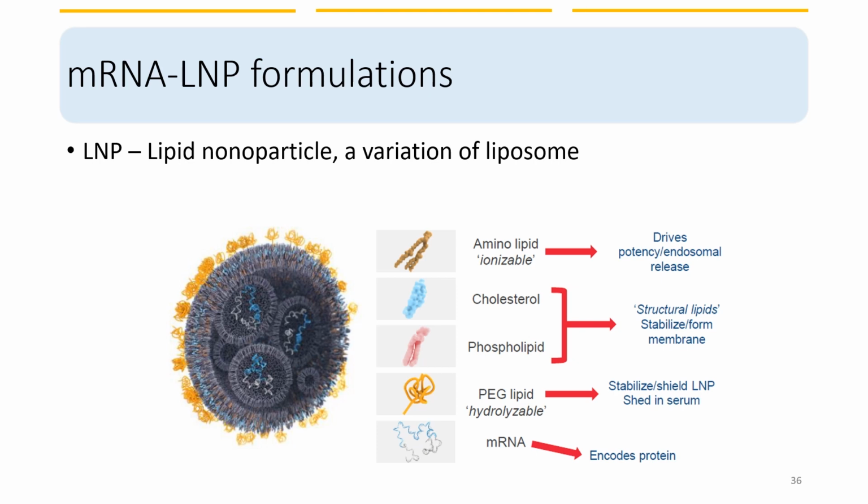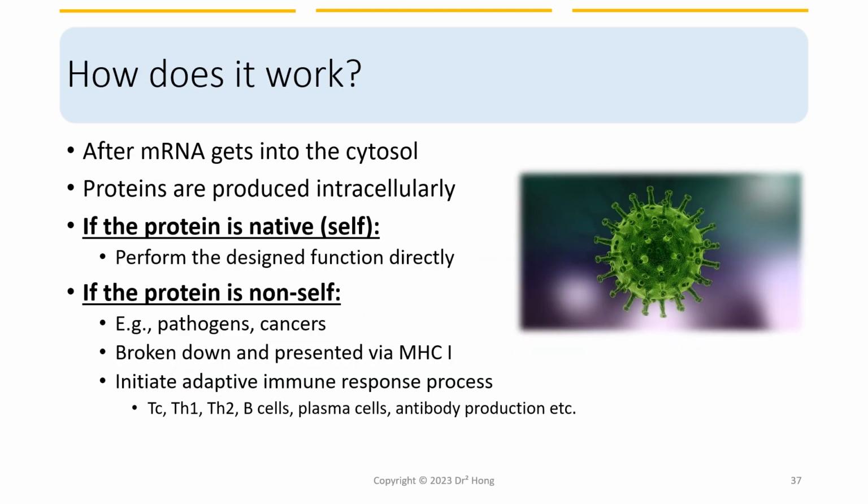The lipid nanoparticle can bind to cell membranes and fuse with them, allowing the messenger RNA to enter the cytoplasm of the cell, where it can be translated into the desired protein. After the messenger RNA enters the cytoplasm of the cell and gets translated into proteins, the fate of that protein will depend on its origin.